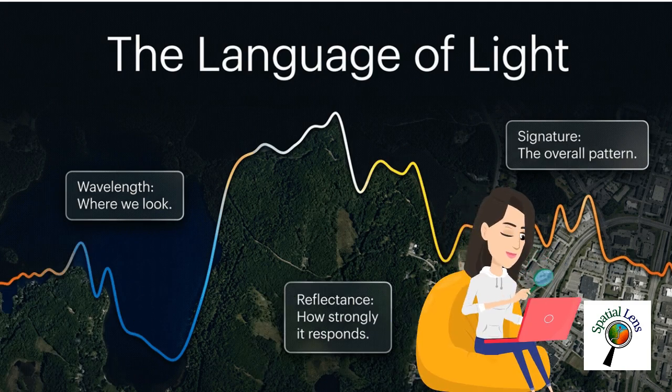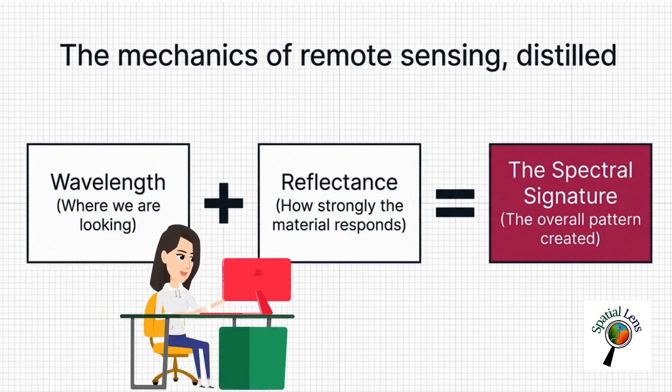So, the easiest way to remember spectral signature is this. It is the characteristic pattern of how a material interacts with electromagnetic energy across different wavelengths. In other words, wavelength tells us where we are looking in the electromagnetic spectrum, reflectance tells us how strongly the material responds, and the spectral signature is the overall pattern created by that response.